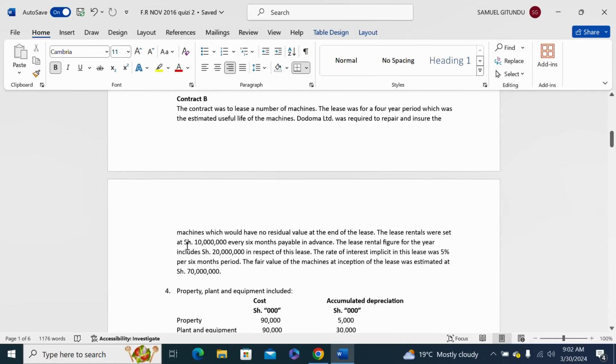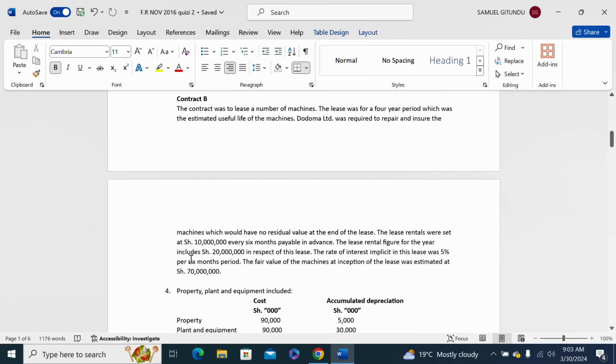The lease rentals were set at shillings 10 million every 6 months payable in advance. You have to note very clearly when the lease rentals are being paid in advance and when they are being paid in arrears, because the lease amortization schedule for rentals paid in advance and rentals paid in arrears is different. It is so different. Therefore, you have to note here when the lease rentals are being paid in advance and when they are being paid in arrears.